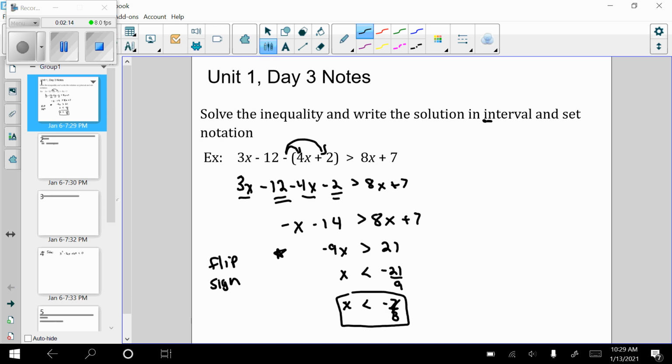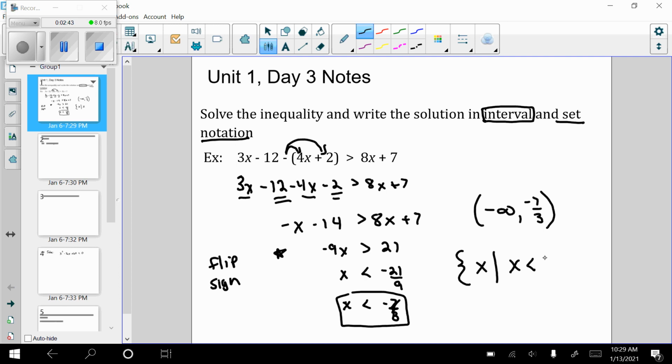If you look at the directions, you need to write it as an interval and set notation. So interval notation is going to be all values of x less than negative 7/3. So that would be parentheses, negative infinity to negative 7/3, not included. So that needs to be a parenthesis. Set notation: all values of x such that x is less than negative 7/3. So, Algebra 1 review with interval notation and set notation.